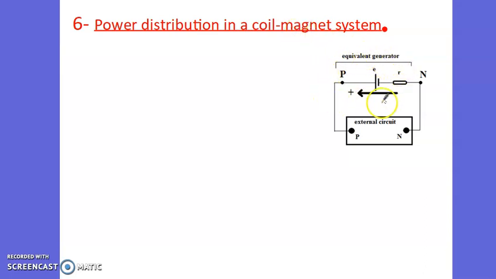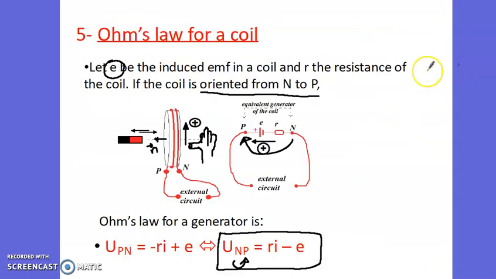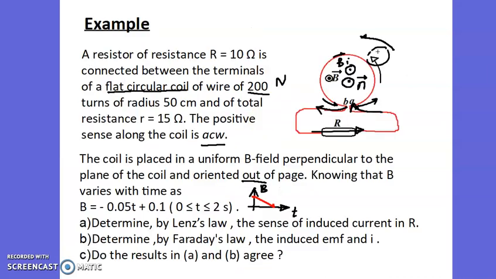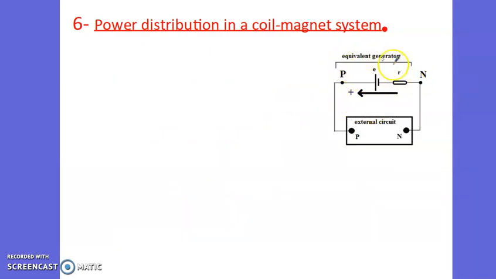So this is the coil represented in the form of an equivalent generator. Here it is, and this is the external circuit. Okay, remember? Here is the coil, and this is the external circuit. And there is a relative motion between the coil and the bar magnet. And as I said, the coil acts as a generator. Why? Because it simply sends electricity and maintains voltage. Okay?